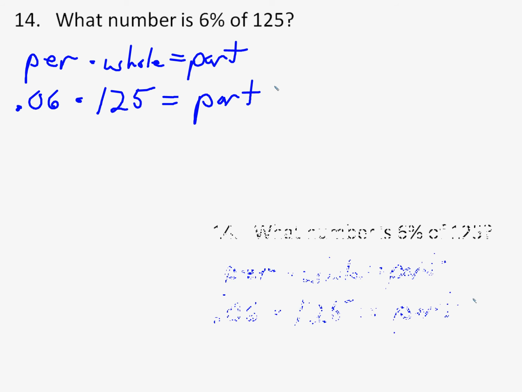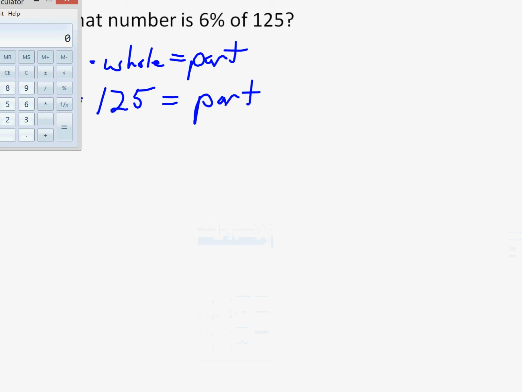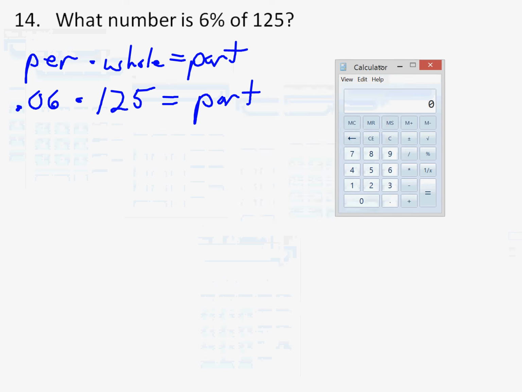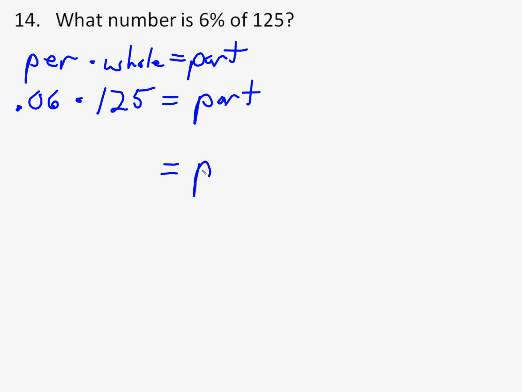And then you're just going to multiply those. So if you have a calculator, that's great. I think I might have one on here. And so we can go ahead and multiply 0.06 times 125, which gives you 7.5. So our part here is 7.5. Could have used the percent proportion also.